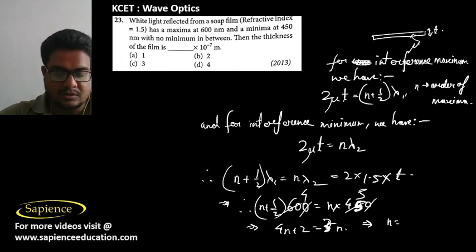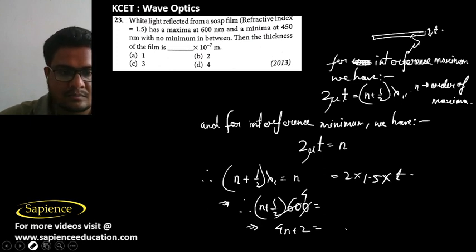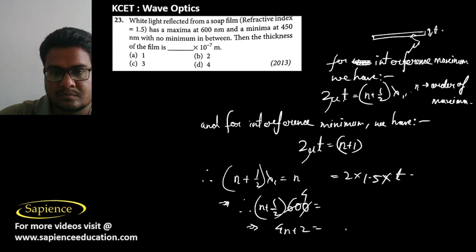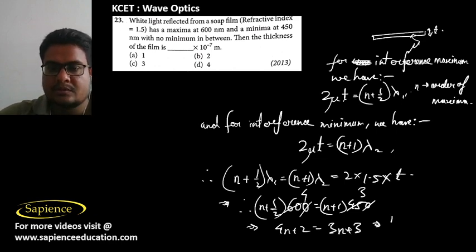So let's suppose we say this is the n plus 1th minima. So this is (n plus 1) into lambda 2, so (n plus 1) into 450. So this gives 3n plus 3. So n will be equal to 1.